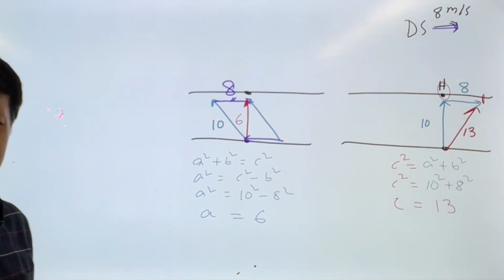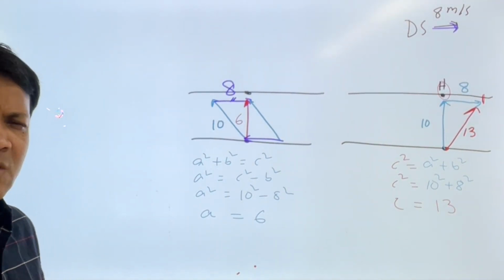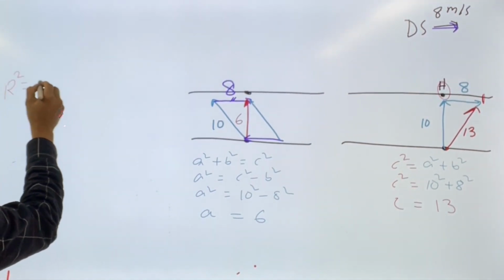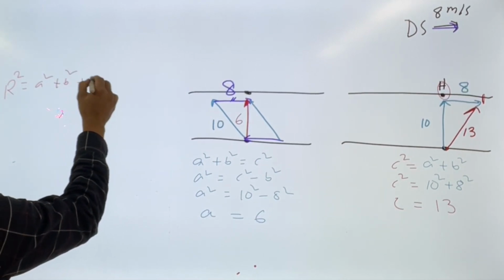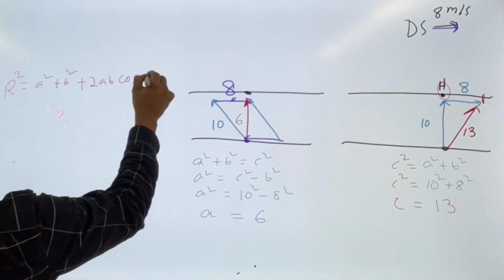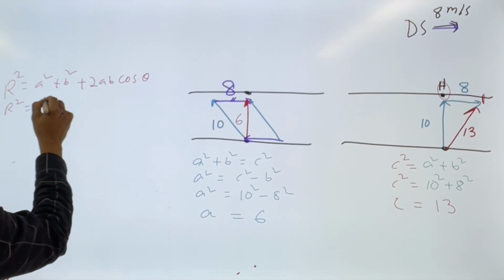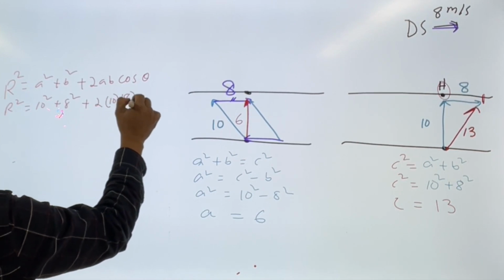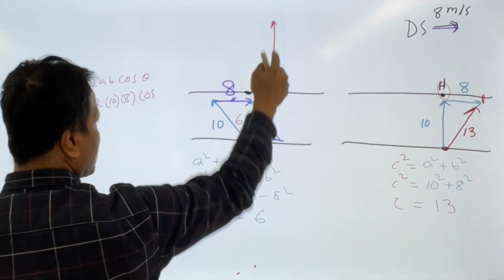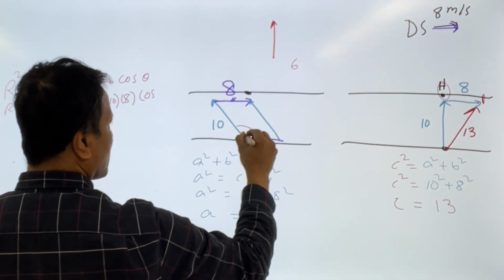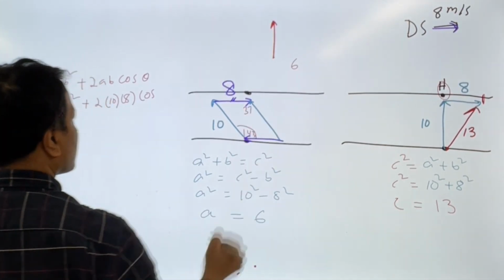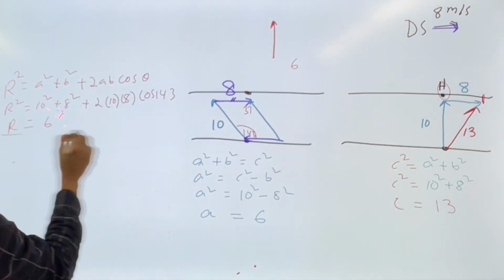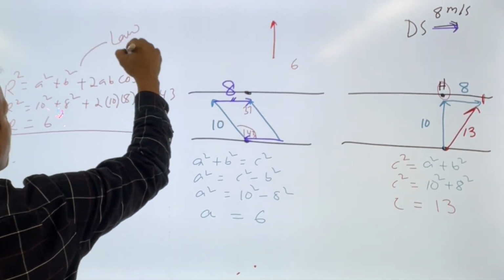Of course, you can use law of parallelogram and law of cosine, and that both gonna give you 6. To use law of parallelogram, use r squared is equal to a squared plus b squared plus 2ab cosine angle. So r squared is equal to 10 squared plus 8 squared plus 2, a is 10, b is 8, and cosine is 143 because this is 37. Alright, 143. So r is, of course, 6. This is law of parallelogram.